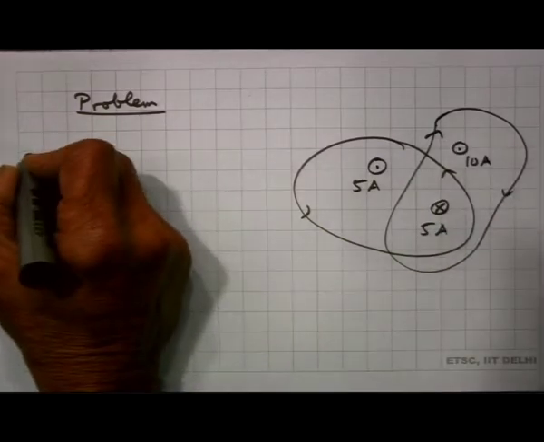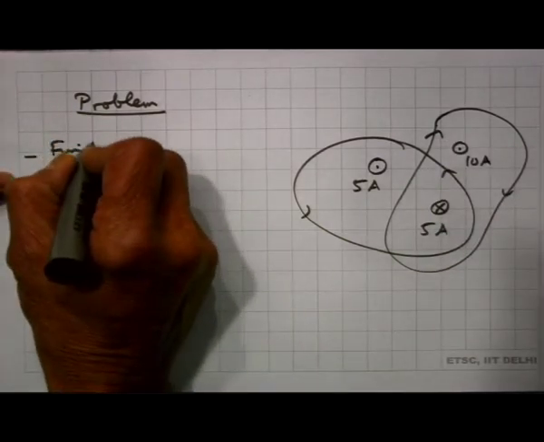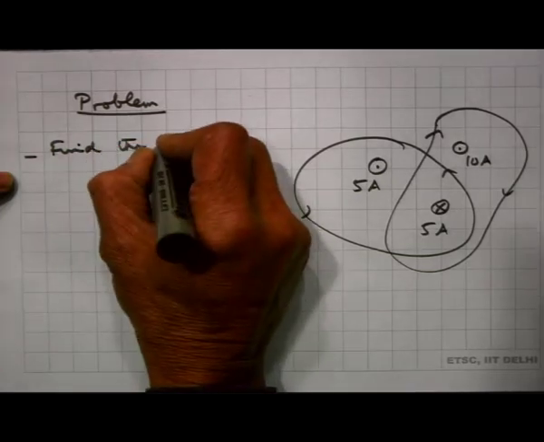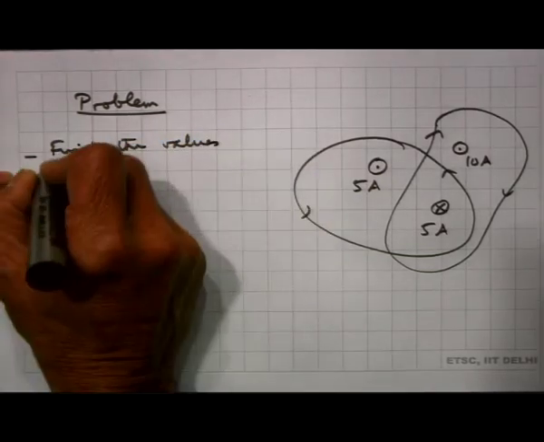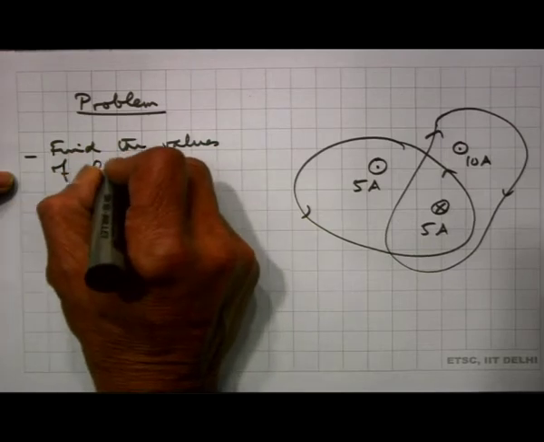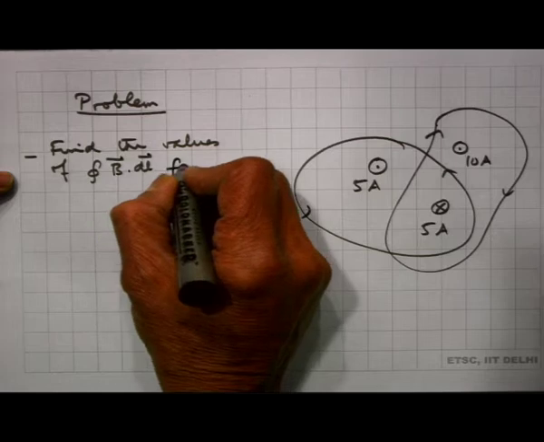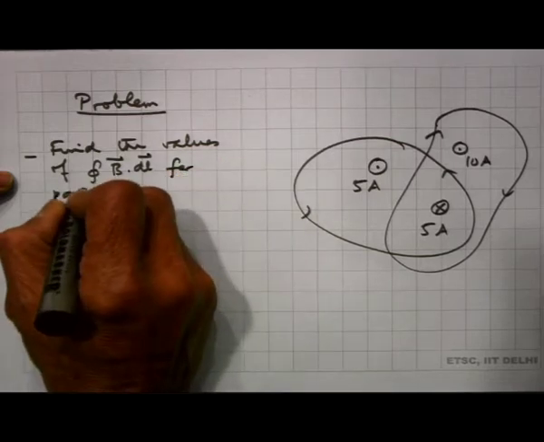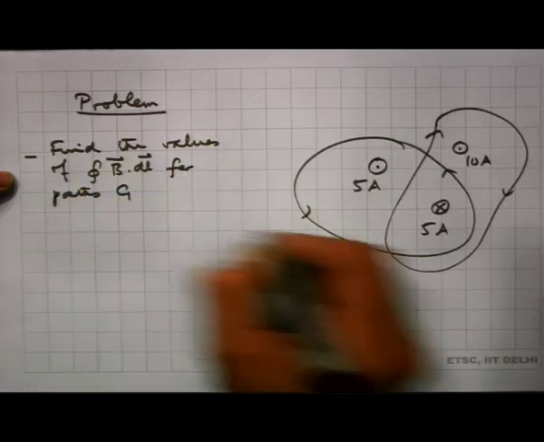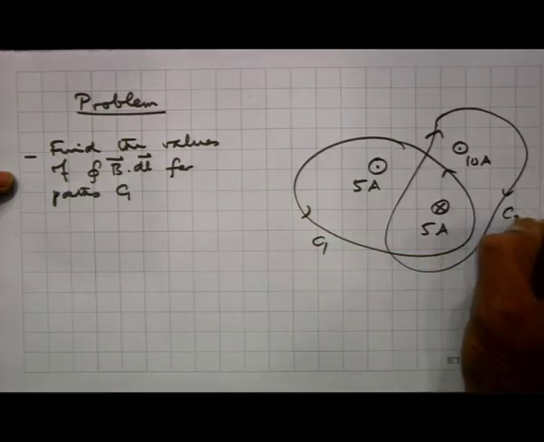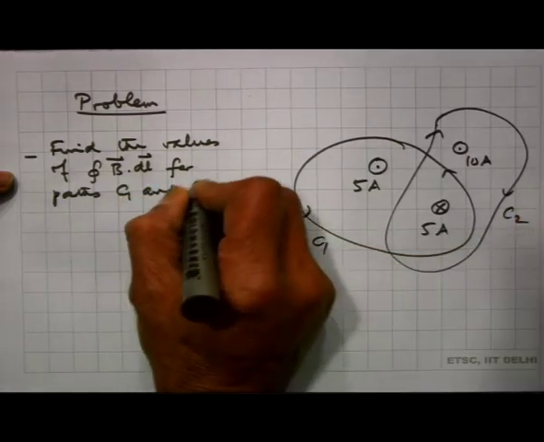So, find the values of integral B dot dl for paths C1 and C2.